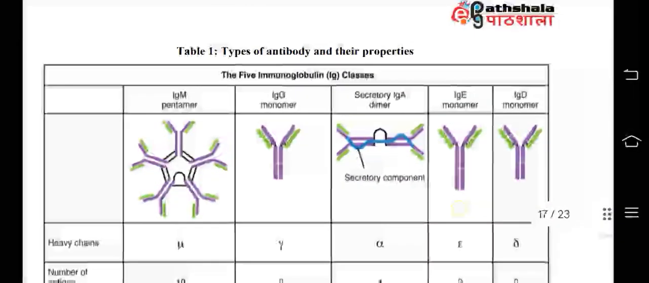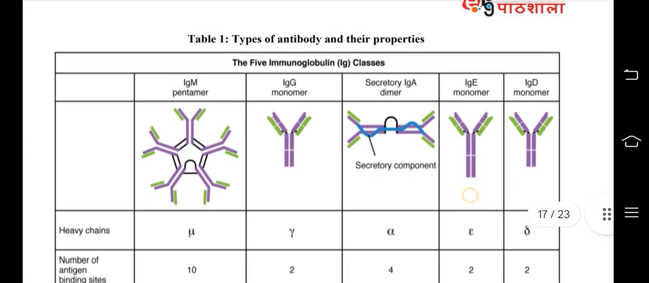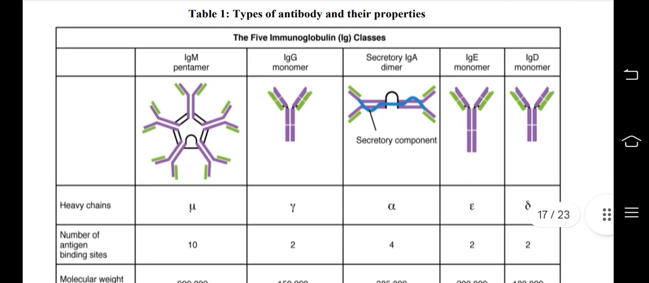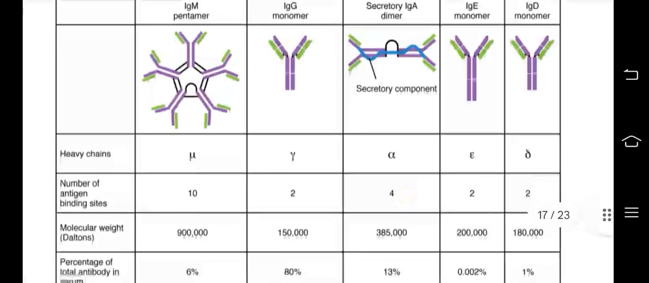Types of antibody and their properties. IgM is a pentamer, IgG a monomer, secretory IgA a dimer with a secretory component, IgE a monomer, IgD a monomer. Heavy chains: mu, gamma, alpha, epsilon, delta. Number of antigen binding sites: 10, 2, 4, 2, 2. That can also be stated as the valency.